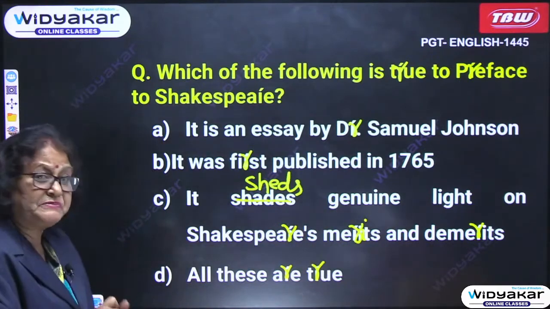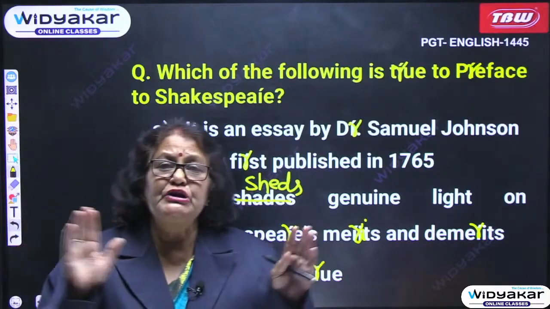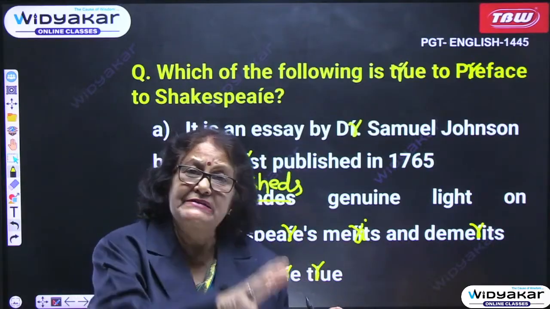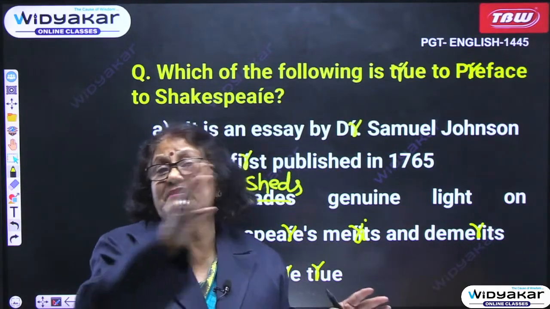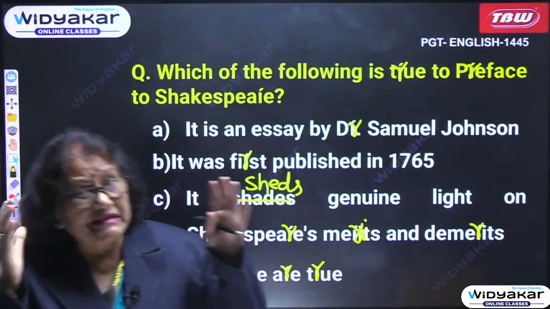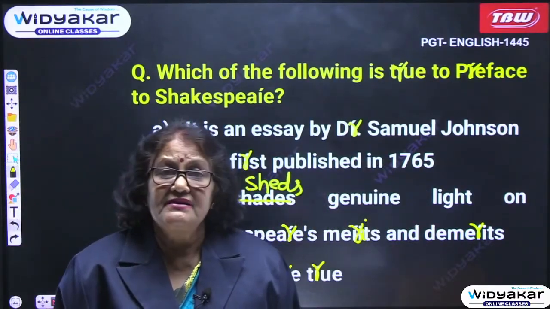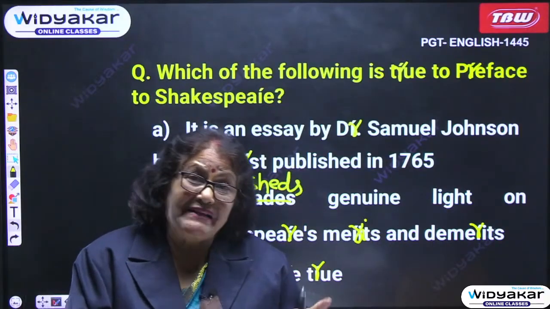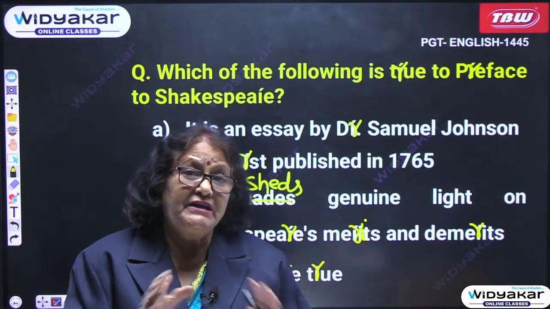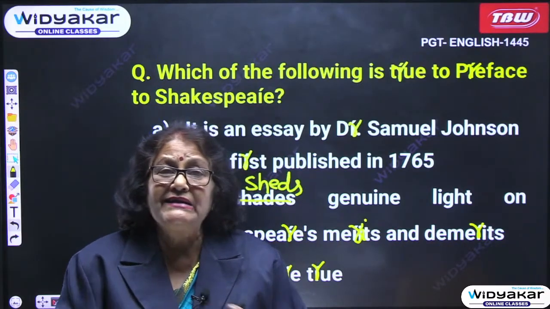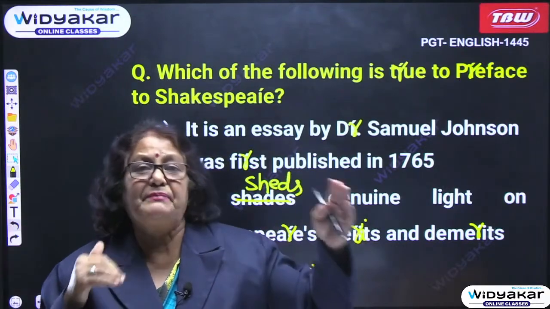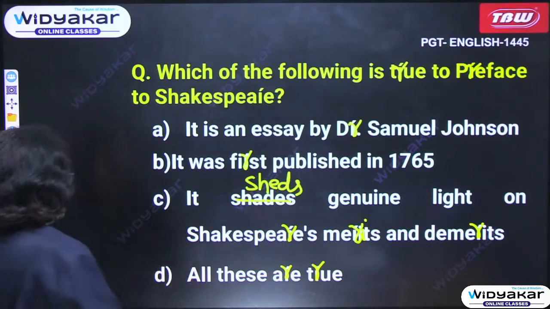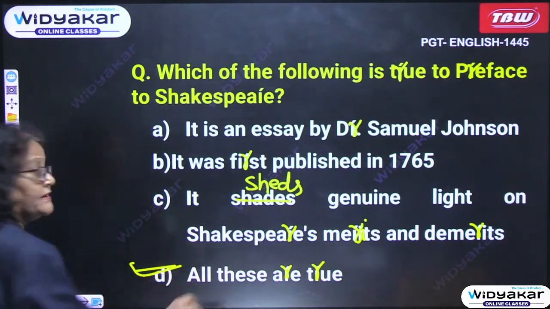In the Preface to Shakespeare, it was divided into 2 parts. The first part, Johnson deals with Shakespeare's merits and demerits. Why is Shakespeare great? What are the merits of Shakespeare to be such a great dramatist and a great artist? And second, what are the methods he has used, the editorial tools he has used while editing the plays of Shakespeare? It has a second part. So option D is the right answer. All these are true.